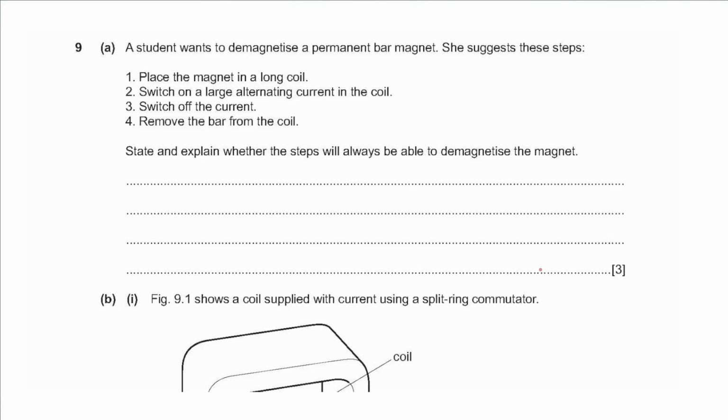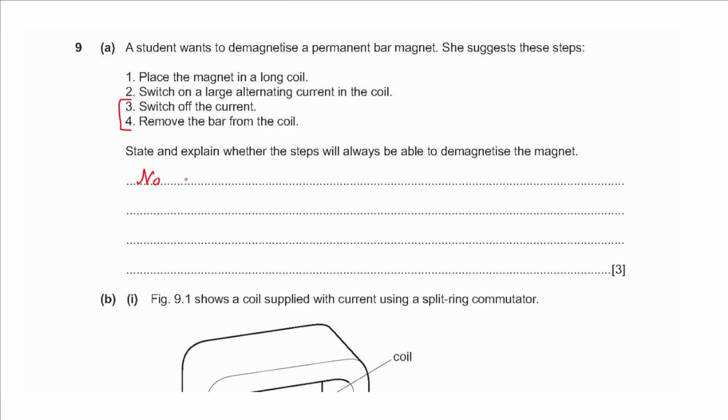Question 9a says a student wants to demagnetize a permanent bar magnet. She suggests these steps. Place the magnet in a long coil, switch on a large alternating current in the coil, switch off the current, then remove the bar magnet. So the problem is with the last steps. State and explain whether the steps will always be able to demagnetize the magnet or not.